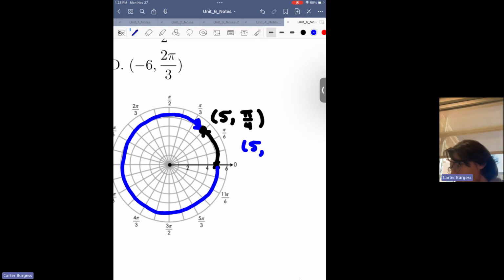Seven pi over 4, thank you. Oh, thank you. 7 pi over 4. But what do I notice about the direction that I rotated to get here? It was clockwise, so is it going to be positive 7 pi over 4 or negative 7 pi over 4? All right, so that's one way we could get there. What else could we do?